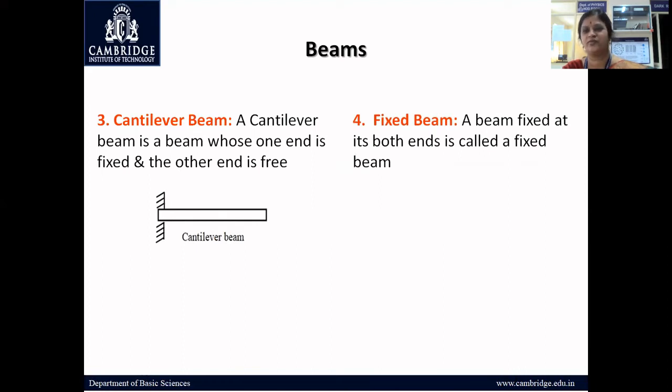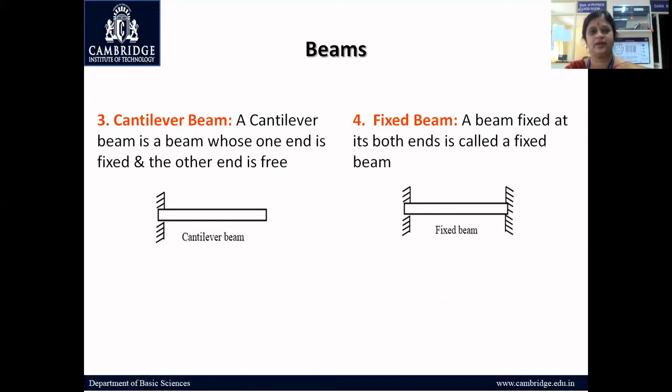Then the fourth one is a fixed beam. A fixed beam is one which will be fixed at both the ends. That is called a fixed beam. So see the diagram. This is a fixed beam. So there are four types of beams: simple beam, cantilever beam, fixed beam, and continuous beam.